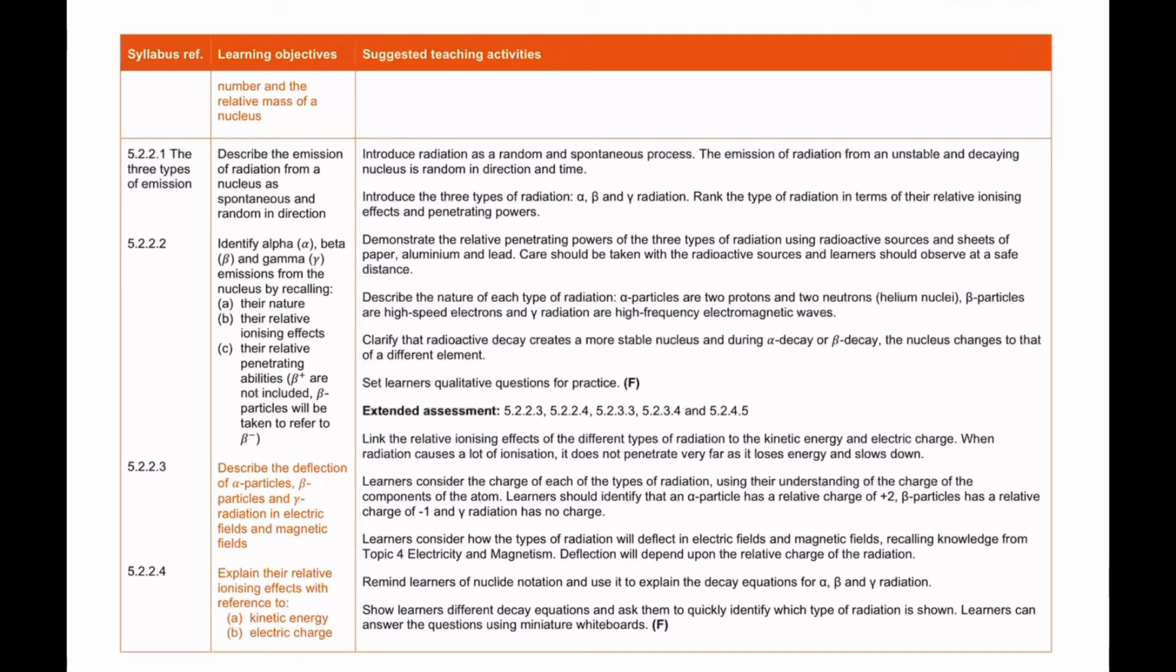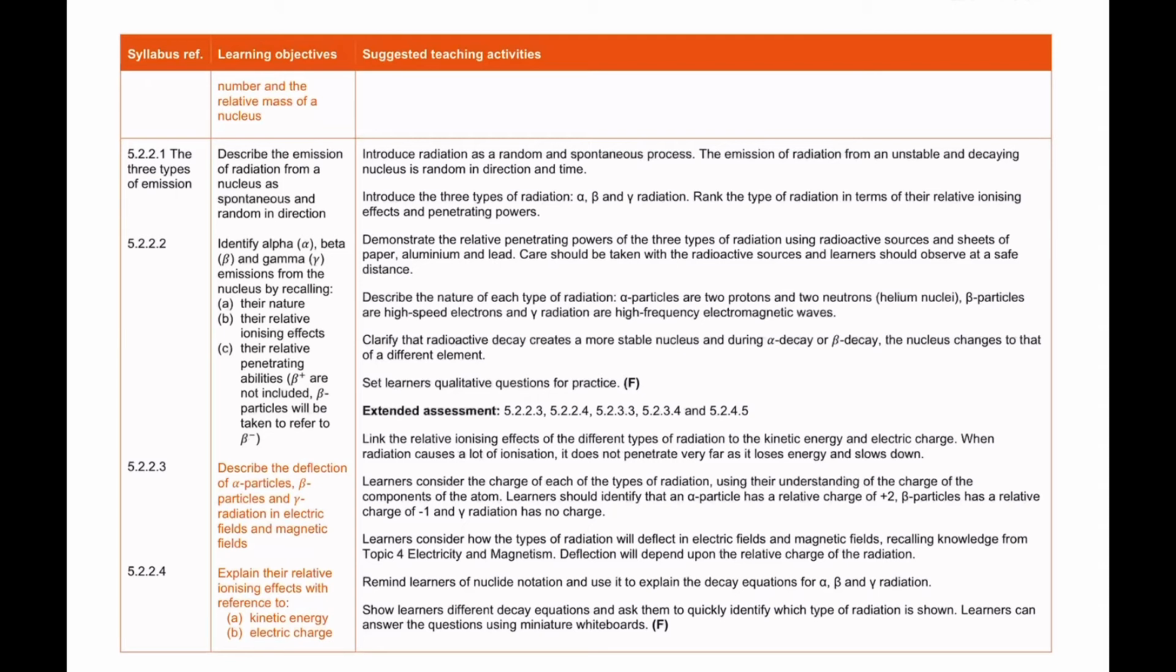Key concept 5.2.2.1. The 3 types of emission. Learning objectives. Describe the emission of radiation from a nucleus as spontaneous and random in direction. Define alpha, beta, and gamma emissions from the nucleus by recalling A. Their nature, B. The relative ionizing effects, C. The relative penetrating abilities. B+ are not included; B- particles will be taken to refer to negative beta.